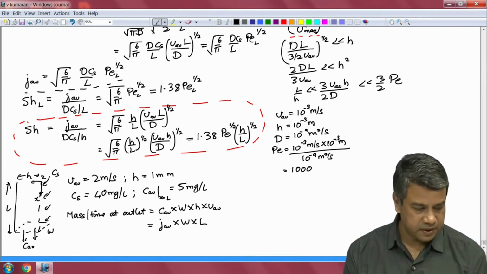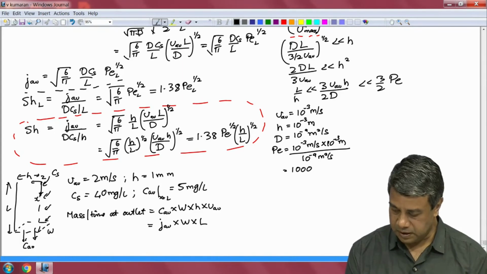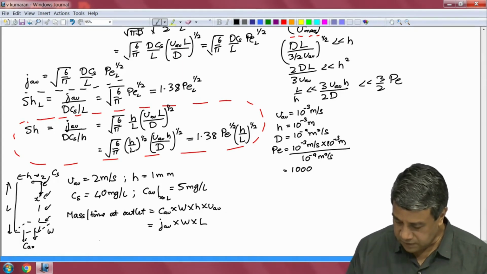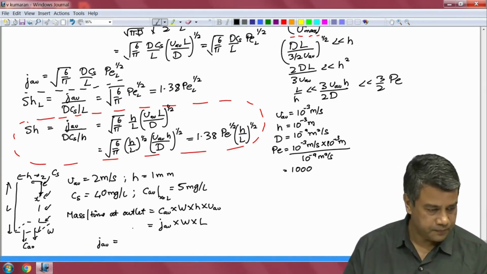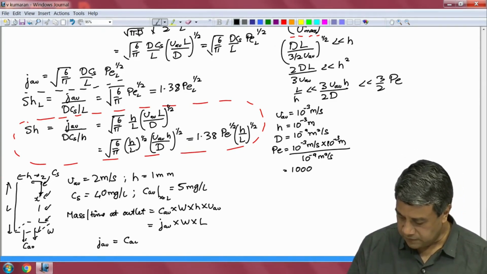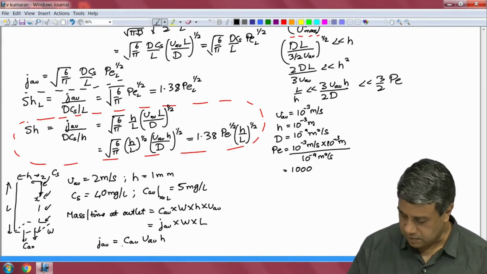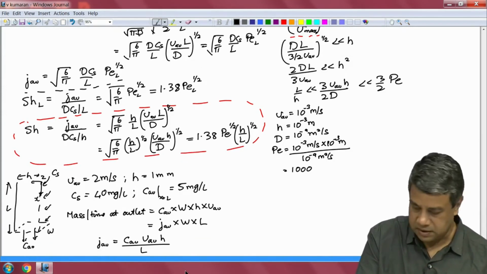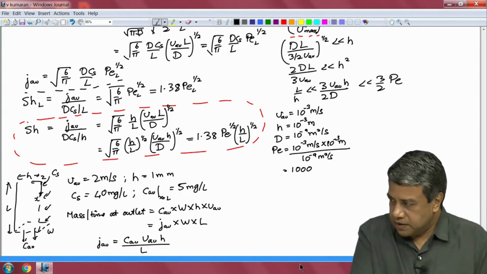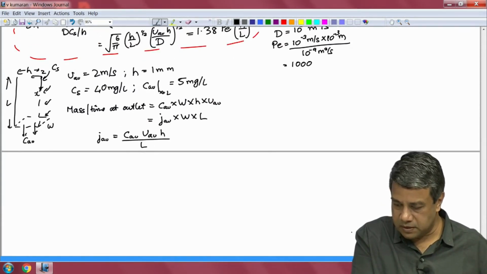So, these two have to be equal. You can just equate these two, and you will find that the average flux has to be equal to C average V average into H by L. That has to be the average flux. This average flux has to be equal to that which is given by the correlation.